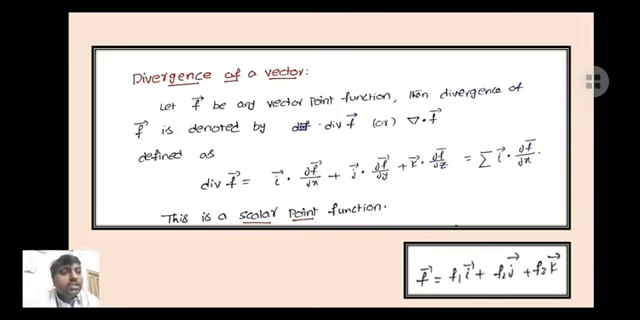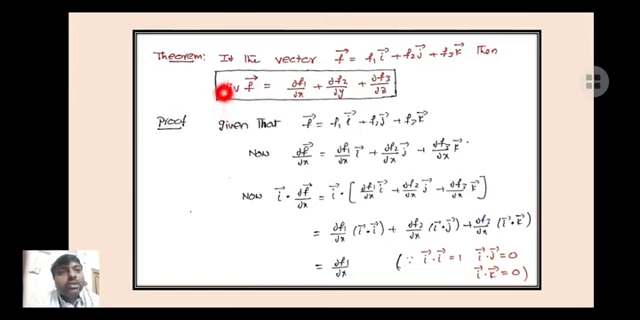See here, the function f bar is in the component form. f bar is equal to f1 i bar plus f2 j bar plus f3 k bar. First we calculate dou f bar by dou x, after that dou f bar by dou y, after that dou f bar by dou z. Then I calculate the dot product with i bar, j bar, k bar. Mathematically it is a little bit lengthy to calculate divergence of a vector point function. So that's why I give another definition of divergence. See here, please go through this particular theorem.